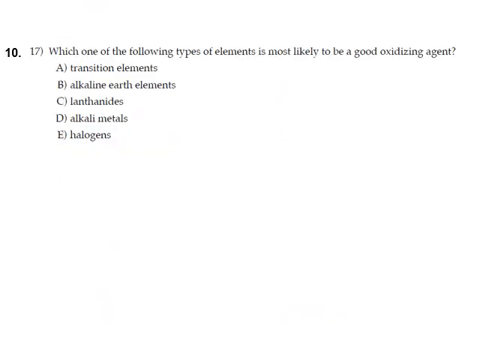Which one of the following types of elements is most likely to be a good oxidizing agent? So let's reread that the way it's easier. Which one of the following types of elements is most likely to be reduced? So let me just write that up here. Which one is most likely to be reduced? Again, it's so hard to write with this thing. So what do you think? Most likely to be reduced. Wow. I went through all that trouble and then you still can't read it, but anyway.